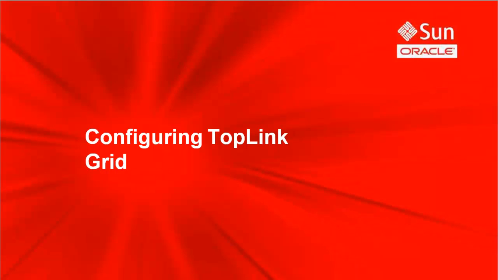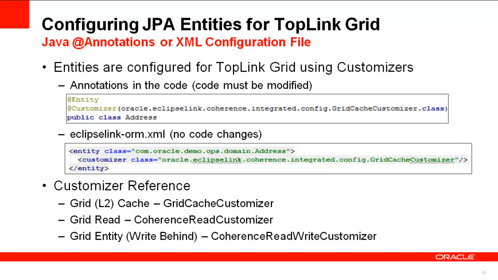Next, let's take a quick look at how you configure TopLink Grid. Configuring JPA entities is simple and straightforward. You can either use Java annotations or an external configuration file. TopLink Grid makes use of the JPA customizers. These can also be configured using either XML or annotations. There are 3 different customizers for TopLink Grid, mapping to each of the 3 strategies we covered earlier.